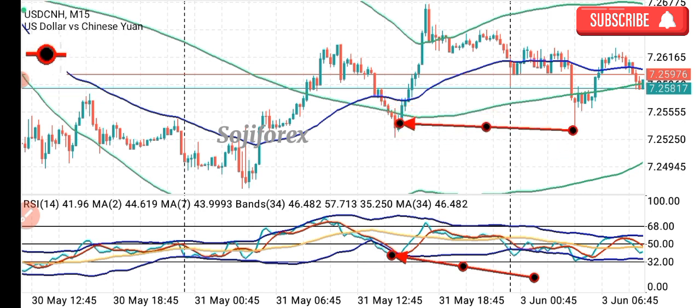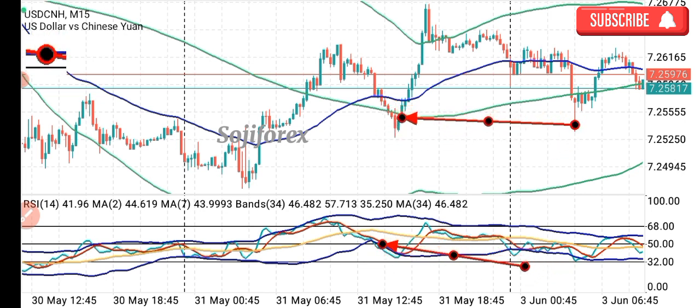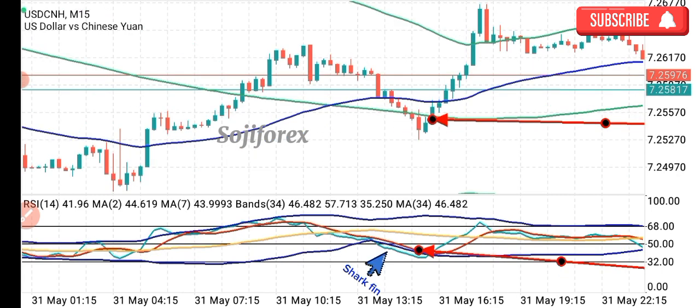Now we want to see this pullback happen, and whenever we see this pullback happen, we want to pay attention to our TDI indicator. We want to see the green price line of the TDI come out of the Bollinger Band, which is our volatility band, the blue line, and you can see how it came out of the band. Here it is out of the band completely. And then we want to see it returning back into the band, and you can see it is returning back beautifully into the band.